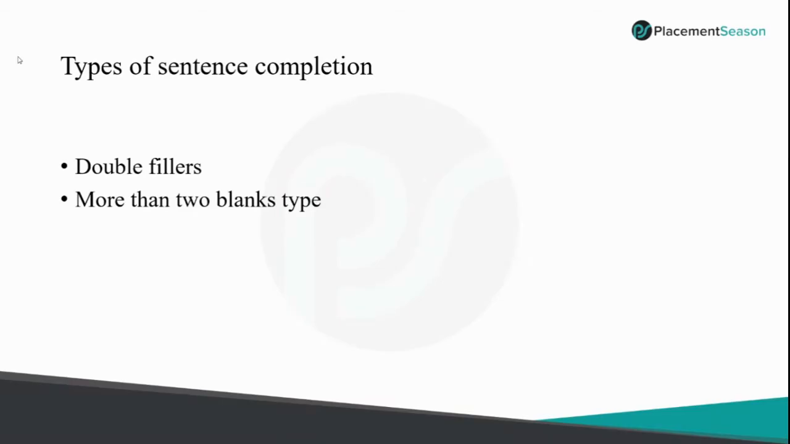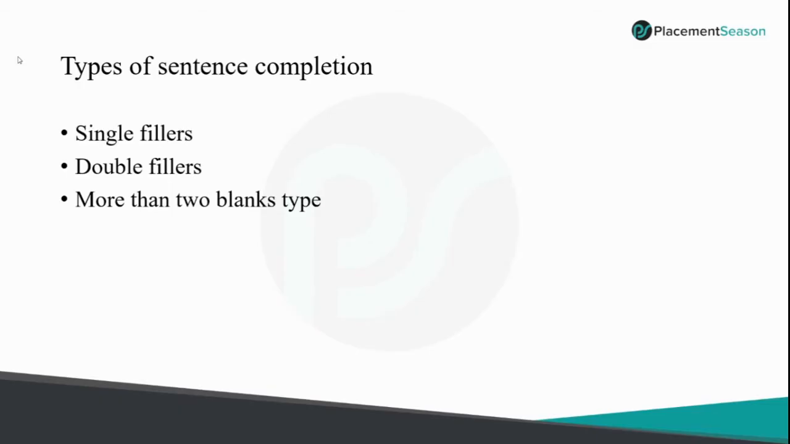The second one is the more than two blanks type. Generally, people misunderstand this as a closed test. This is not a closed test. A closed test is where a whole paragraph is taken and words are removed from it in a particular manner so that the paragraph is not lost. You will still be able to understand the meaning of the paragraph, but you will have to look for the right word from the options given for each blank and fill it. That is a closed test. But the more than two blanks type is where you have three blanks or four blanks. Most companies generally do not ask these types of questions in general placement preparation papers. What you have to focus on is the double fillers and single fillers.